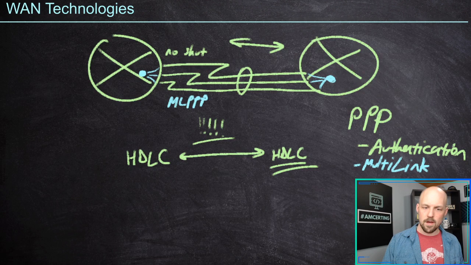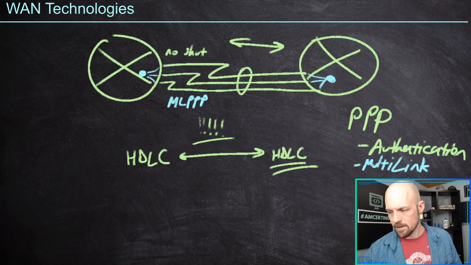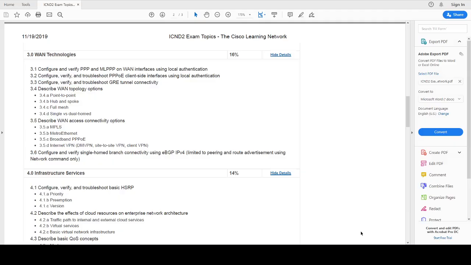All right. So that is kind of that. That's what Cisco wants us to understand about the point-to-point protocol, as far as serial links are concerned, I believe. Let me take one quick look at the exam blueprint. It says configure and verify PPP and MLPPP. So that's our multi-link point-to-point protocol on WAN interfaces using local authentication.